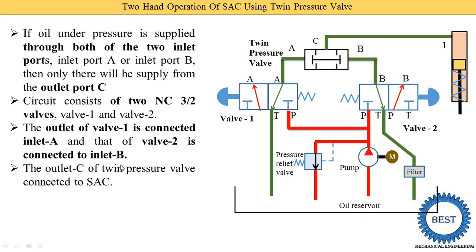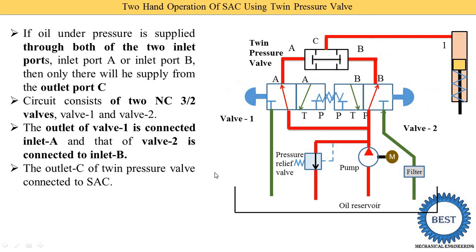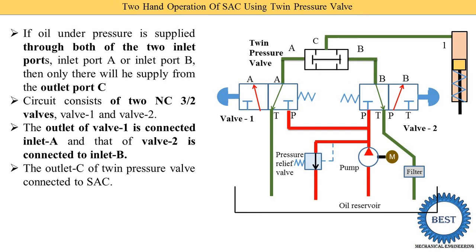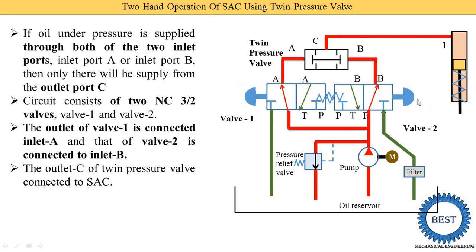The outlet C of the twin pressure valve is connected to the single acting cylinder that we already studied. Here you see the C port of the twin pressure valve is connected with the single acting cylinder. Now you see this diagram has changed. This is the first position. When the operator presses both switches, what happens? The pressurized oil is supplied to the twin pressure valve and single acting cylinder. I use the red color for the pressurized oil and the green color for the return lines. The green color is the return and also indicates low pressure.